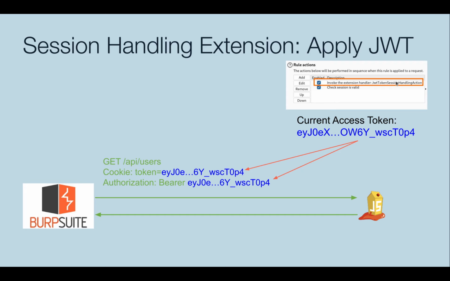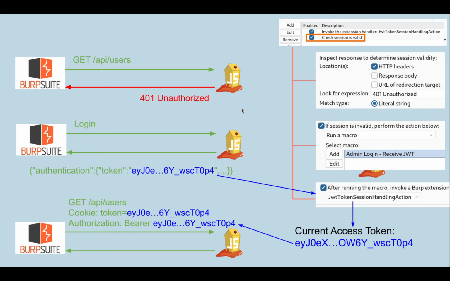But after doing that, we're going to look for the case when that token is no longer valid. And there's a built-in session handling rule called Check Session Is Valid. When you add that Check Session Is Valid session handling rule, you can configure it to say what an invalid request looks like. So it's going to send the original request to the /API/users endpoint, and then we're going to tell it, I want you to look in the HTTP headers, and if the response back from the API users or for any request to the application contains a 401 unauthorized header, we got logged out or the JWT token expired.